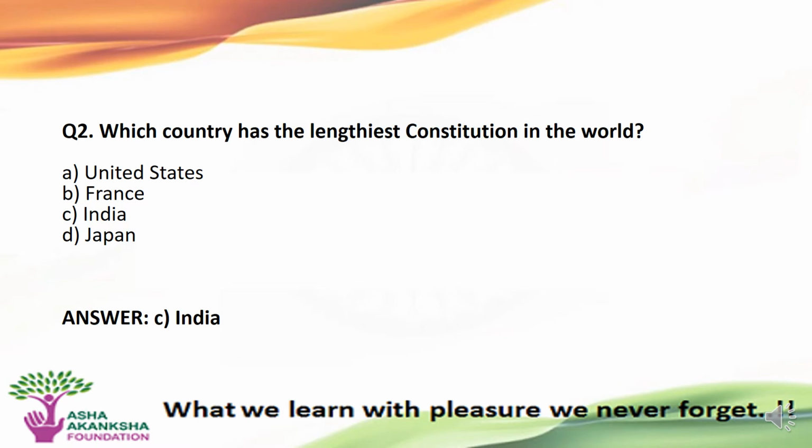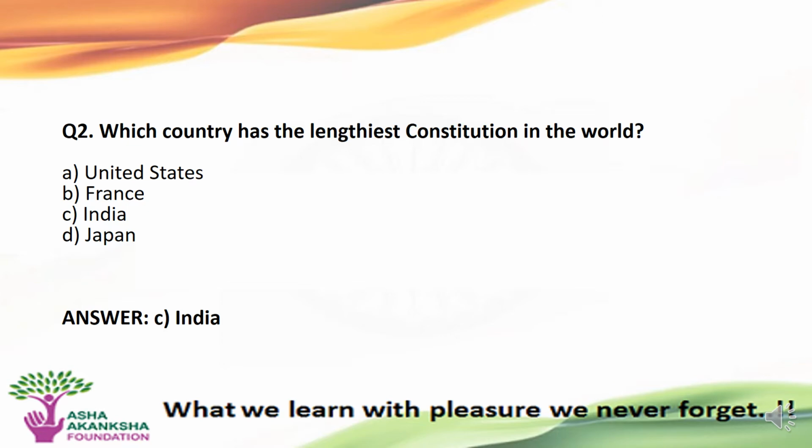The next question is, which country has the lengthiest constitution in the world? Options are A. United States, B. France, C. India, and D. Japan. The correct answer to this question is option C, that is India. The Constitution of India has around 444 articles that are divided into 22 parts and 12 schedules. India's constitution stands considerably larger than most other constitutions.